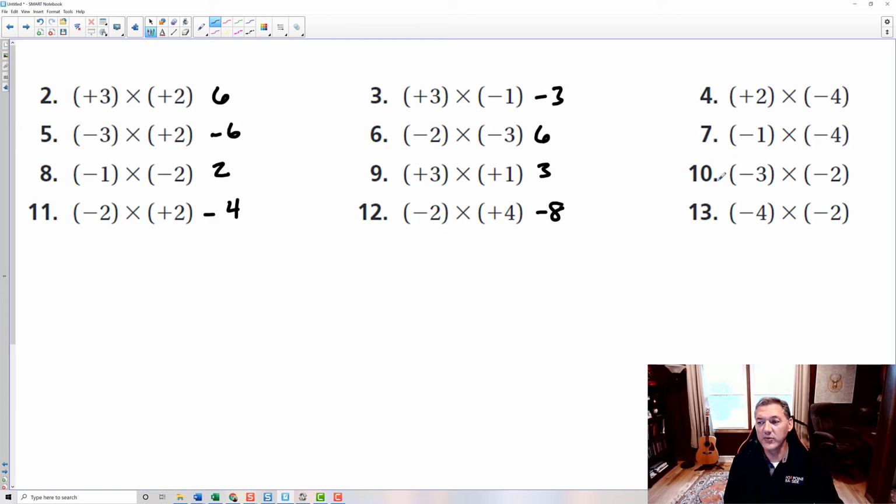So try doing this last row. What would these equal? All right, hopefully you figured out that this was a positive times a negative. So this is negative 8. This is positive 4, positive 6, and positive 8. These are because they're negative times negatives, right?